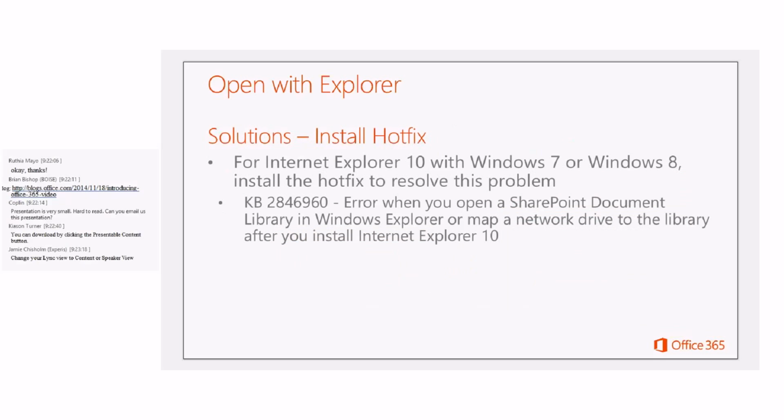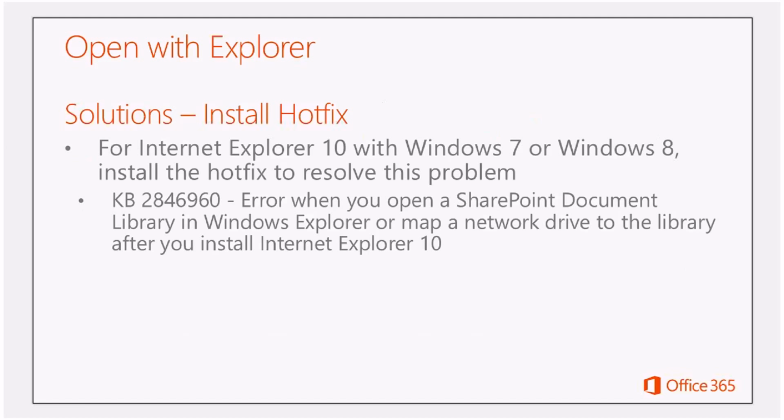The first thing you should check if you're running into one of the errors we talked about earlier is you may possibly need a hotfix. This only applies for Internet Explorer 10 with Windows 7 or Windows 8. And first thing you should do is install the hotfix to resolve the problem. The KB is 2846960 as mentioned there, and the title is Error when you open a SharePoint document library in Windows Explorer or map a network drive to the library after you install IE10.